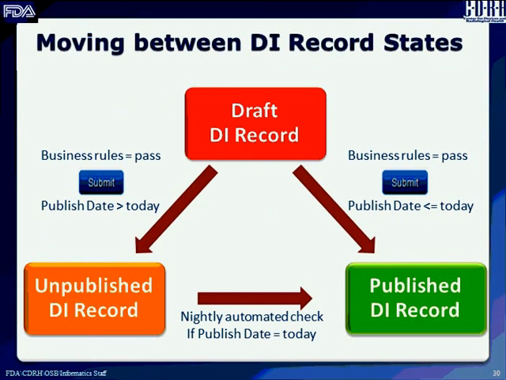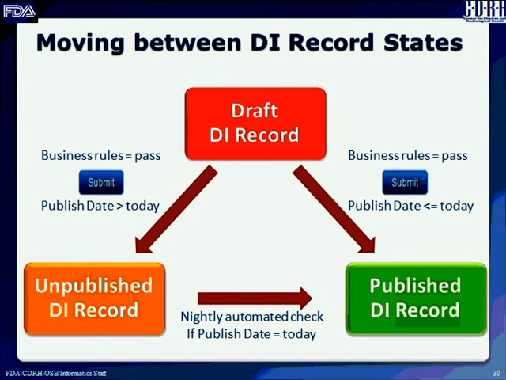So moving from unpublished DI record state to published DI record state can happen automatically. There is a nightly job that checks the published date of every DI record in the system. If the published date is today, the date that the job runs, then the record will flip from unpublished to published automatically. Now, also don't forget that draft records can go directly to published DI records if the published date is equal to today.